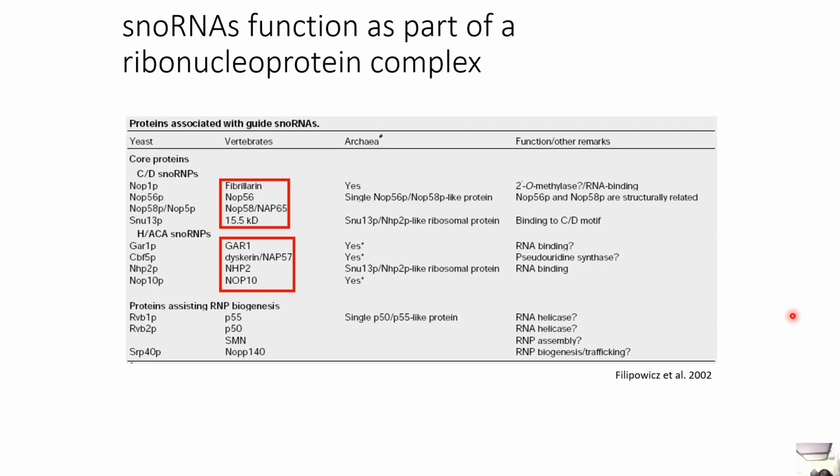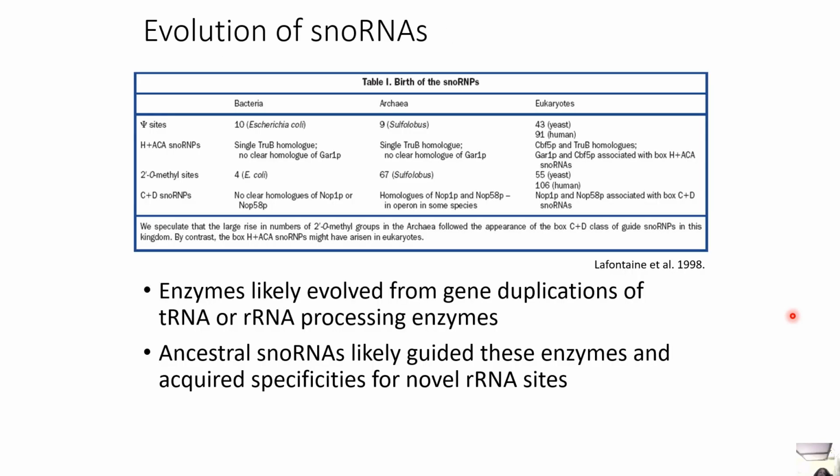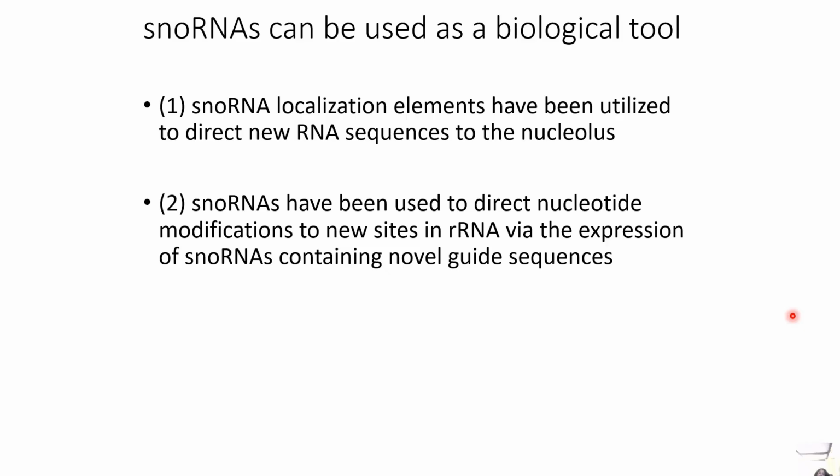So basically, snRNA functions as part of a ribonucleoprotein complex, as you can see in the image over here. So what is the evolution? Enzymes likely evolved from gene duplications of tRNAs or RNA processing enzymes. Ancestral snRNAs directly guided these enzymes and acquired specificities for novel rRNA sites. They can be used as a biological tool as well, because the localization elements have been utilized to direct new RNA sequences to the nucleus, and they have been used to direct nucleotide modifications to new sites in the rRNA via the expression of snRNAs containing novel guide sequences.